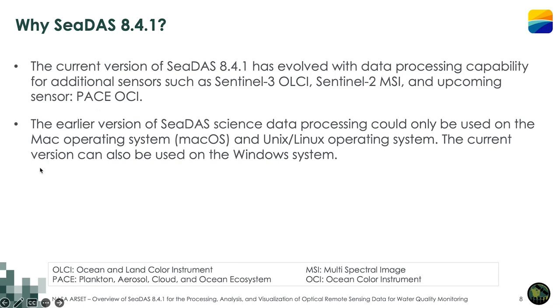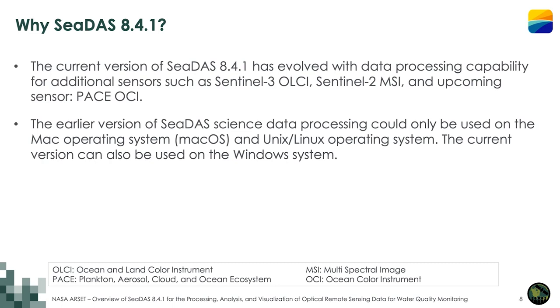More importantly, the earlier version of SeaDAS did not allow science processing on Windows systems; a virtual machine had to be used on Windows to do that. It was only possible on Mac operating system and Unix and Linux operating systems. This version can be installed and used on a Windows machine for science data processing, in addition to doing analysis and visualization. So for this reason, we are focusing on this version.